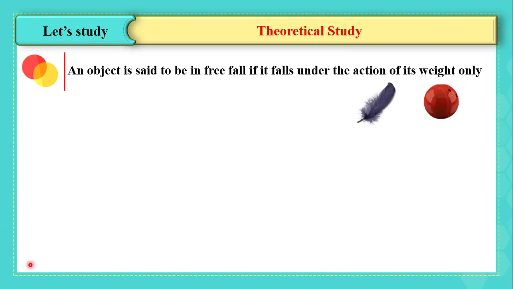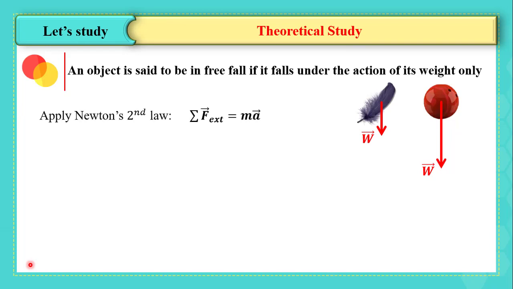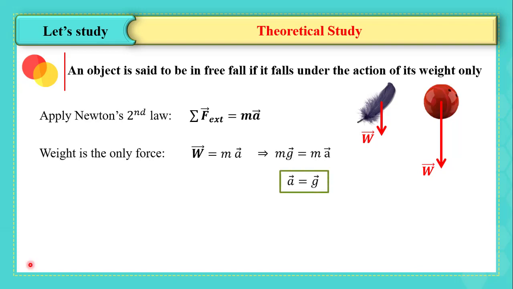Let's start by applying Newton's second law, where the sum of all external forces acting on the object is equal to m a. But a body in free fall is subjected only to its weight. Then the weight vector W is equal to m a vector. But W is equal to m g. Then we can replace it by m g vector, which is equal to m a vector. Now divide the two sides by m, then we will get that the acceleration a is equal to g.